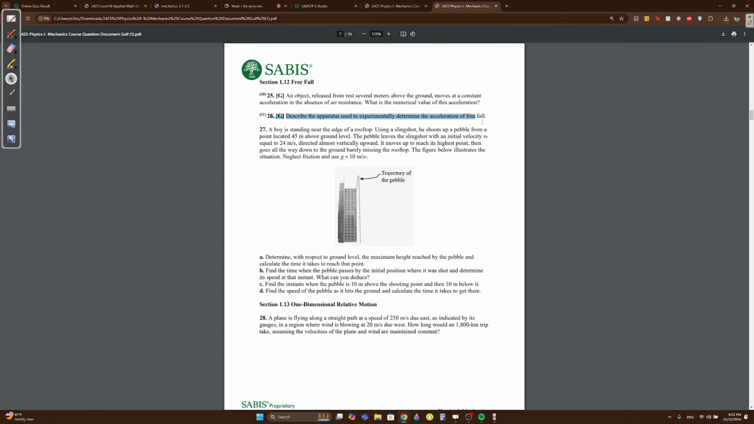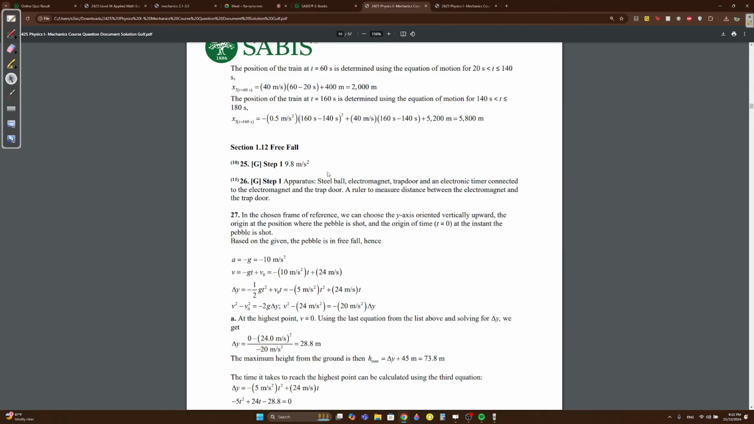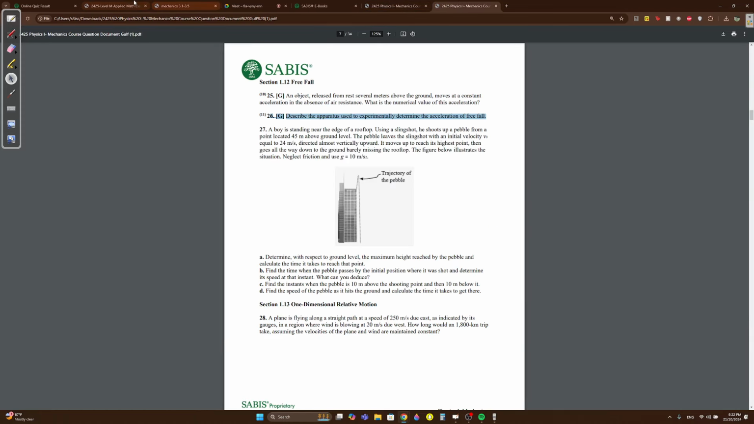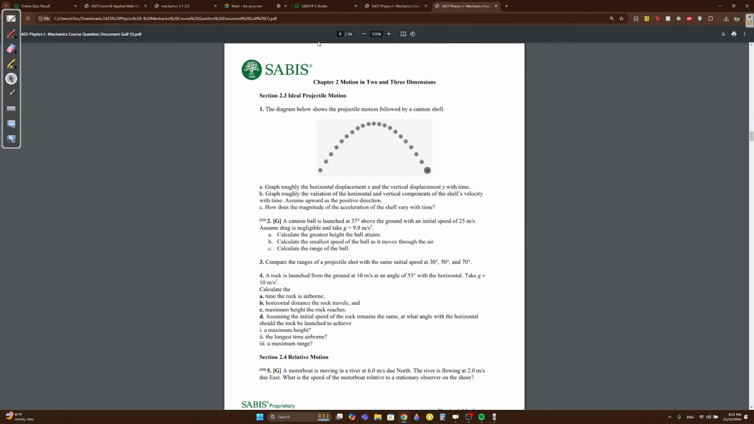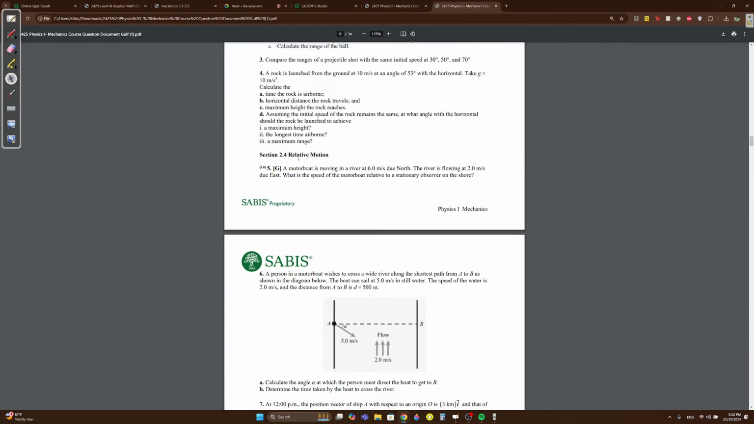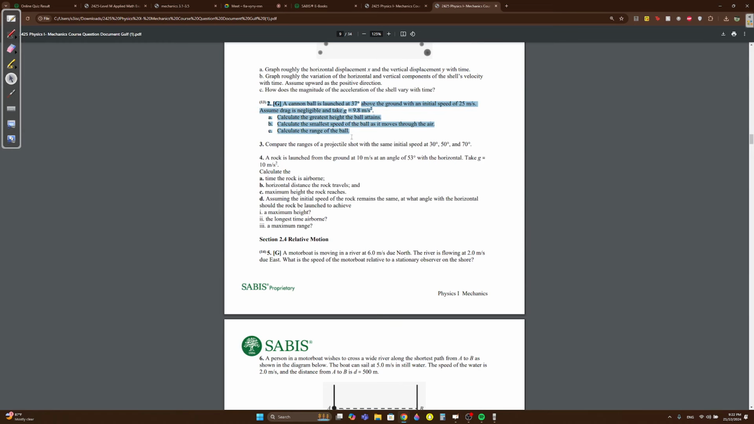For free fall, you go to question 26, and the answer is here. Memorize it. And you also have the study of the motion of projectiles on page 9. Let's go to page 9. Here is question 2, which doesn't need that much, really.